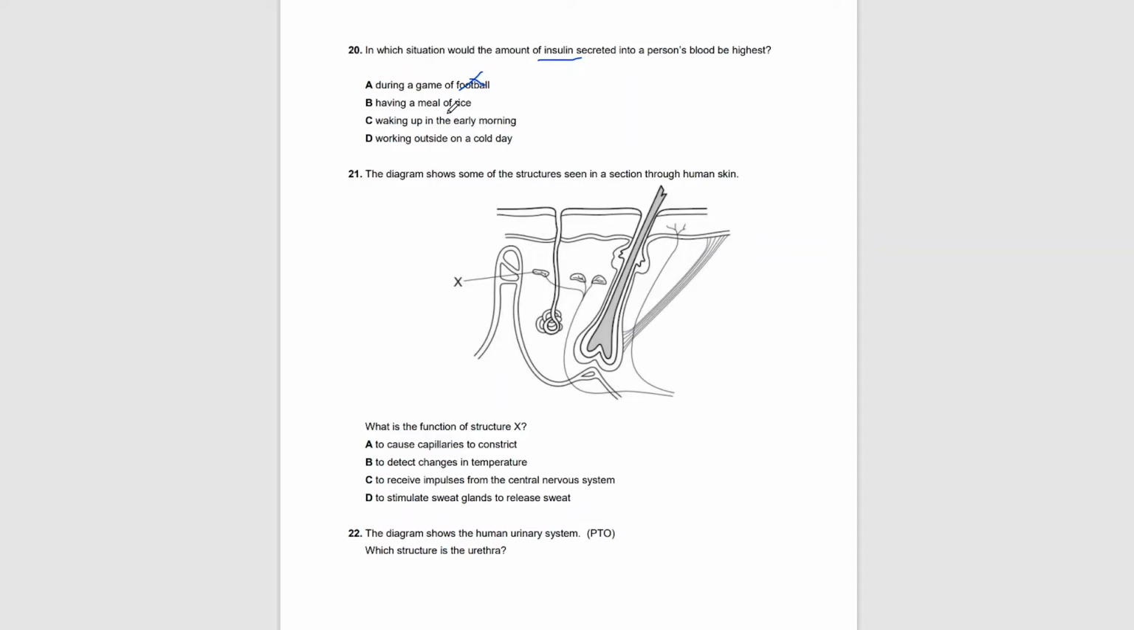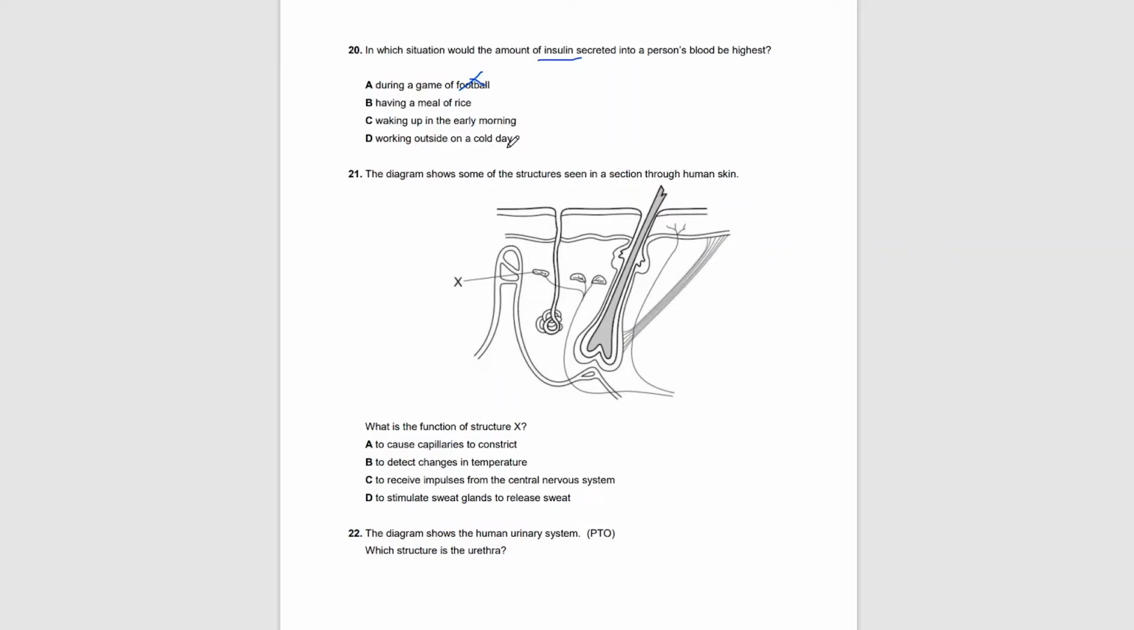Having a meal of rice may be the answer, because when a person takes a meal of rice, the person will digest the rice, and glucose will be absorbed from it because rice is mainly glucose. So after having a meal of rice, the insulin level in the blood will increase to decrease the extra glucose the person had. Waking up early in the morning, the glucose level is normal, so there is no reason to have an increased amount of insulin in the body.